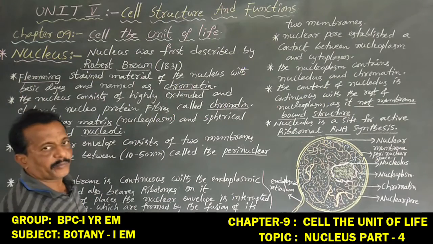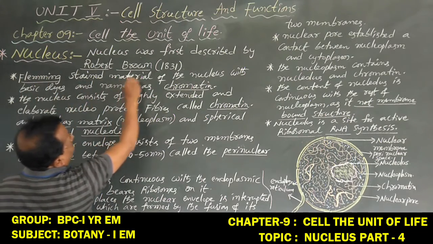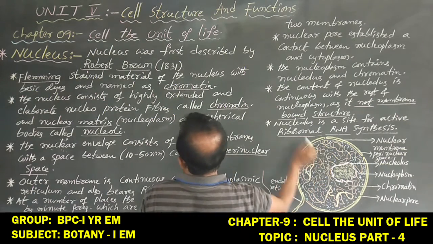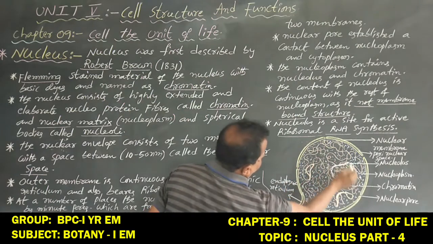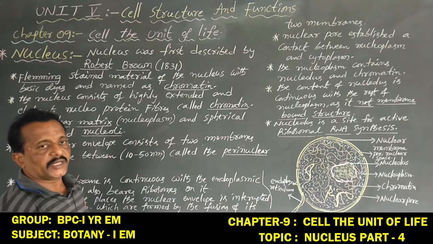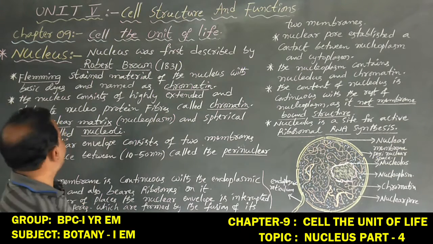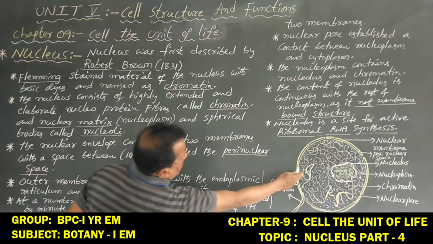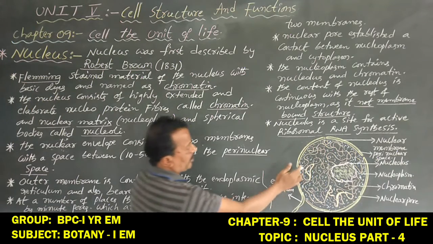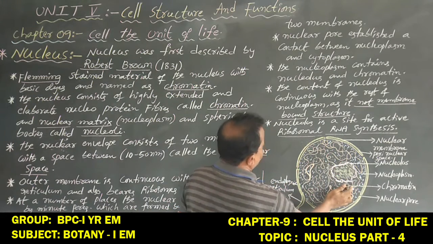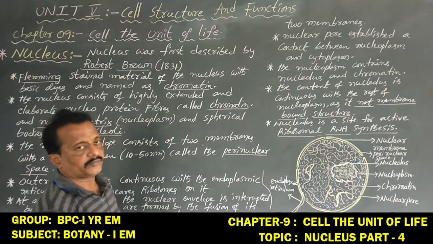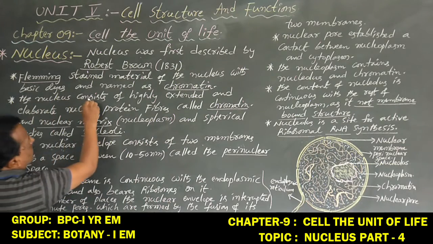Next coming to the other scientists, Fleming. Fleming stained the material of the nucleus with basic dyes, basic in nature, and named it chromatin. This is chromatin.